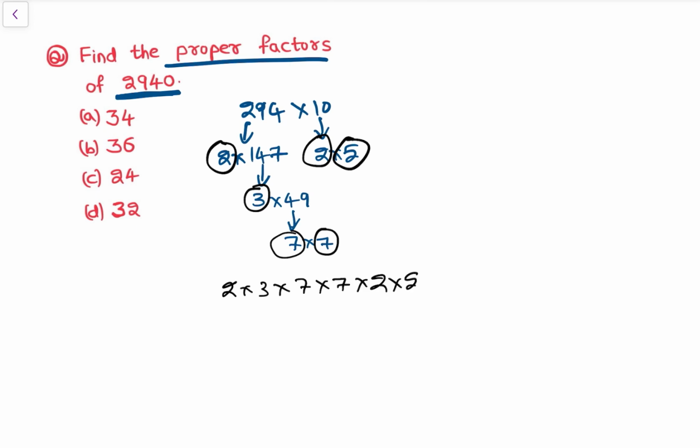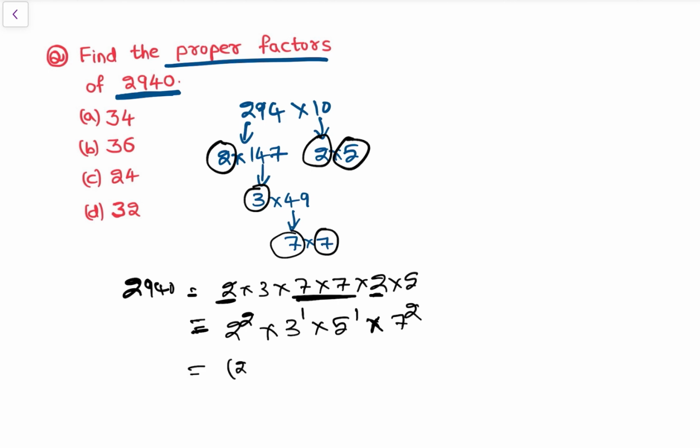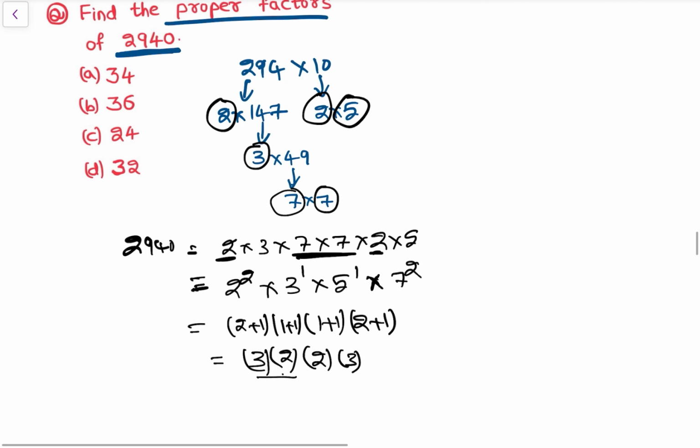ठीक है, 2940 is equal to, इसको लिख सकते हैं 2 square into 3 to the power 1 into 5 to the power 1 into 7 square. So total number of factors is 2 plus 1 into 1 plus 1 into 1 plus 1 into 2 plus 1. ठीक है, so that is 3 into 2 into 2 into 3. ठीक है, so 3 2s are 6, 6 2s are 12, 12 3s are 36. ठीक है, 36.